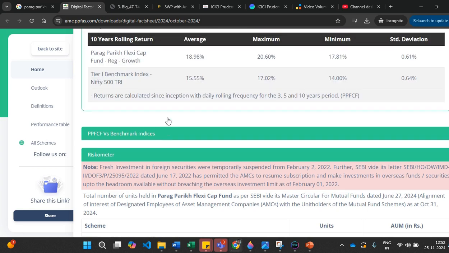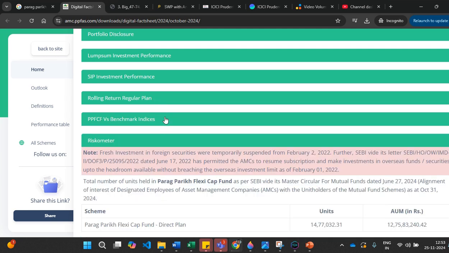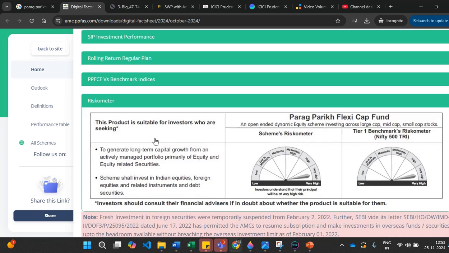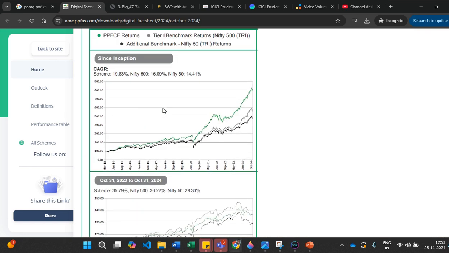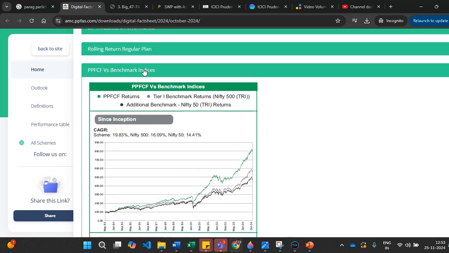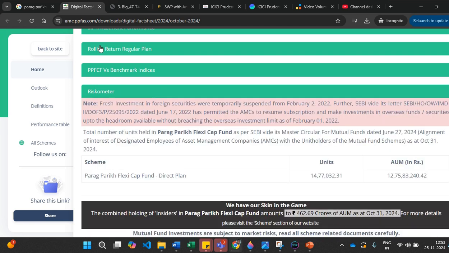Then these two are normal, showing how it is actually performing based on the average, what the maximum, minimum and standard deviation are, based on the benchmark they set. You can check it in the rolling return regular plan. The next is, sorry, I missed one more. You can see how the benchmark is performing with your scheme, meaning the mutual fund, and then you can look at the riskometer, right? You can see how the risk compares with the benchmark. So it's the same way.